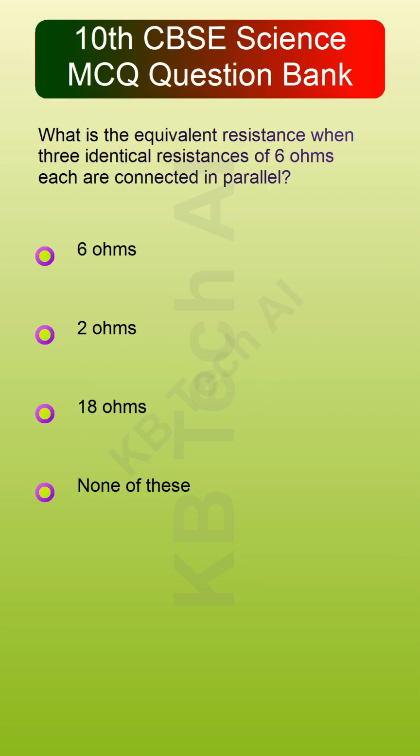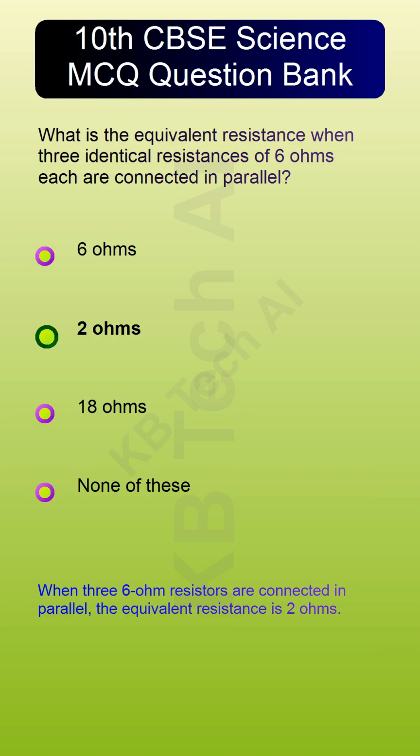What is the equivalent resistance when 3 identical resistances of 6 ohms each are connected in parallel? Option 1, 6 ohms. Option 2, 2 ohms. Option 3, 18 ohms. Option 4, none of these. The answer is Option 2, 2 ohms.